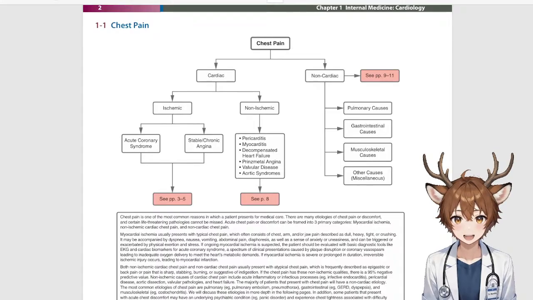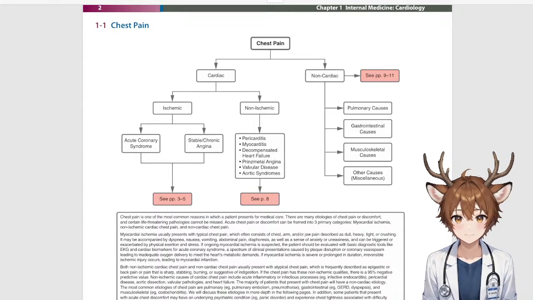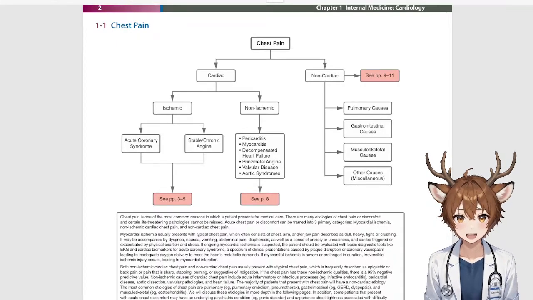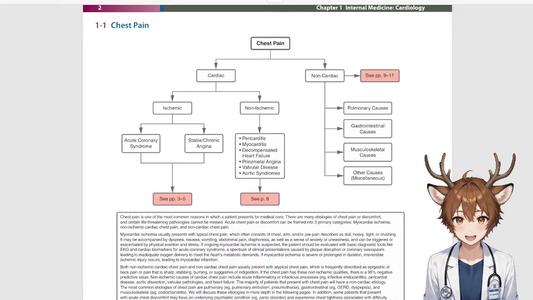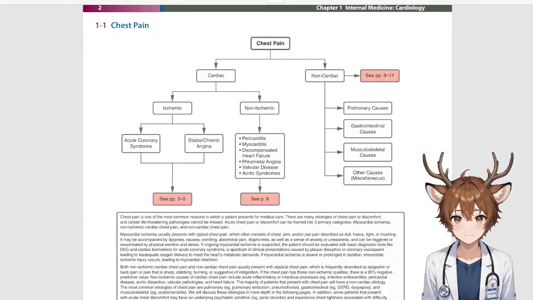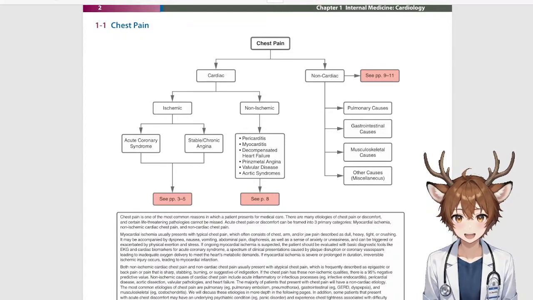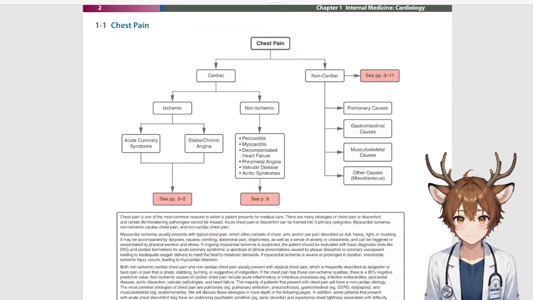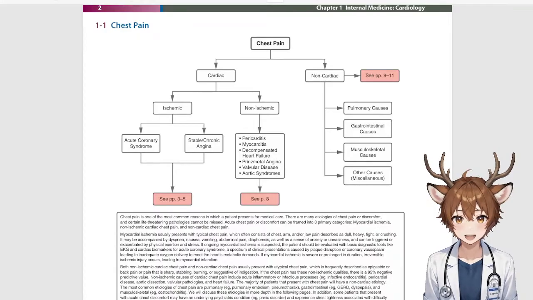And this is all in the internal medicine section overall, which is more than just cardiology. So chest pain. Let's say, for example, it's non-cardiac. Well, first of all, see pages 9 to 11, but also, is that page or paragraph? I think it might be pages 9 to 11, okay. Pulmonary causes, GI causes, musculoskeletal causes, and other miscellaneous causes.